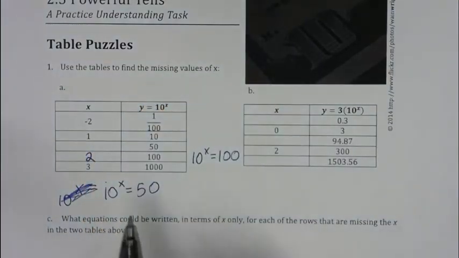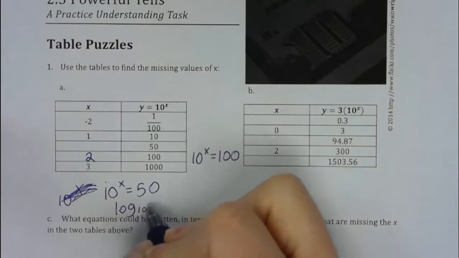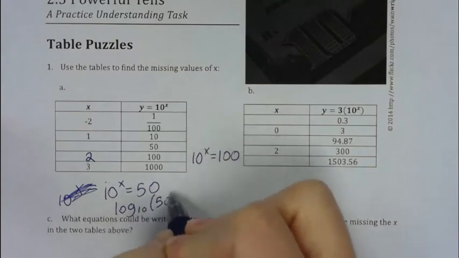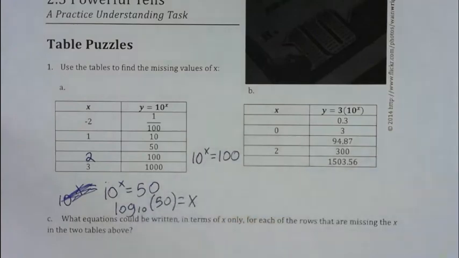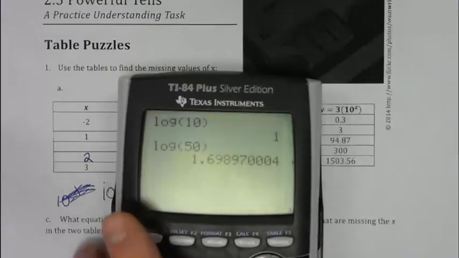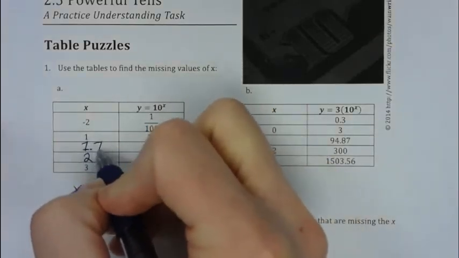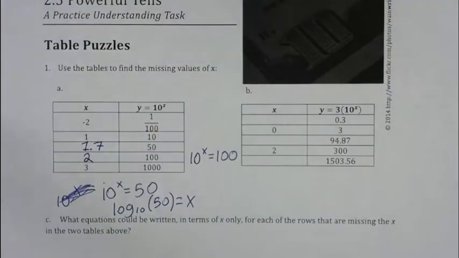Well, if I think about what we know about logarithms now, I can rearrange that equation as log base 10 of 50 is equal to x. And that is the same thing as just log of 50. So we grab our calculator and use the log button on 50 to get an answer of about 1.7. So right in between 1 and 2, like we guessed. So our first table is pretty easy.